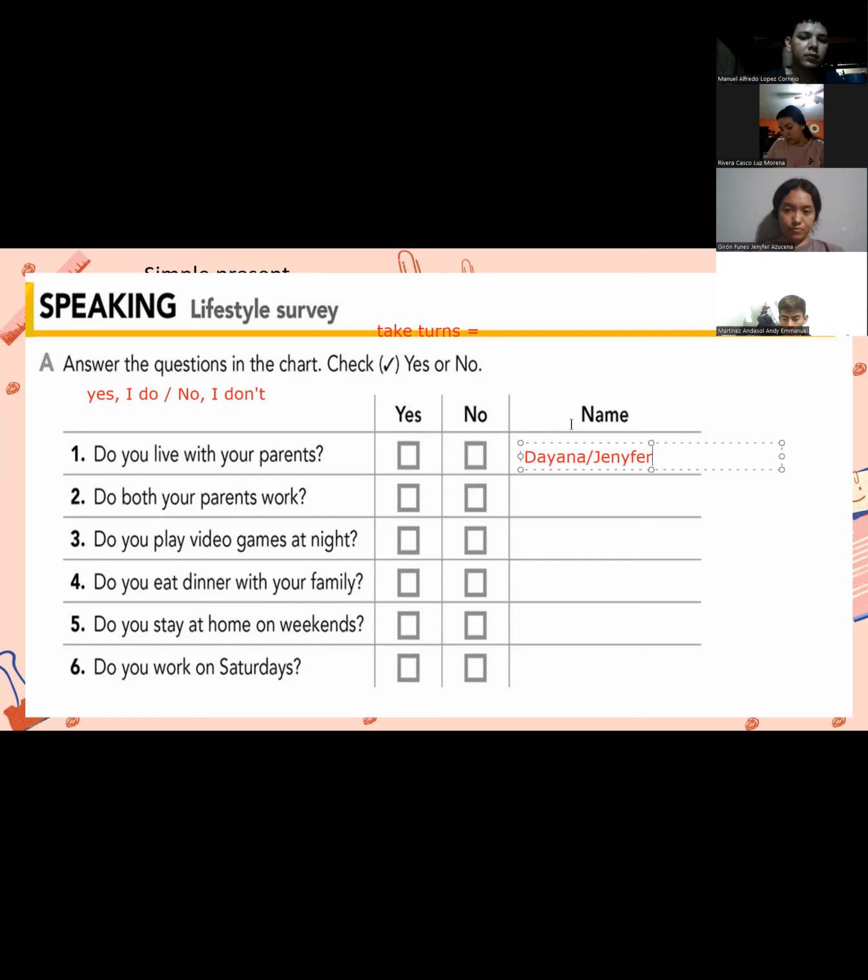Aquí vamos a poner el nombre de la persona que conteste, ok. Que diga yes. Ok, luego Manuel preguntó la número 1, entonces Luz va a preguntar la número 2. Do both your parents work? Como ambos padres trabajan. Y Andy va a decir, yes. ¿Aquí qué sería? Como es parents, yes, they do. Or no, they don't. Ok, de ellos. Yes, they do. No, they don't. Luego todos contestan.